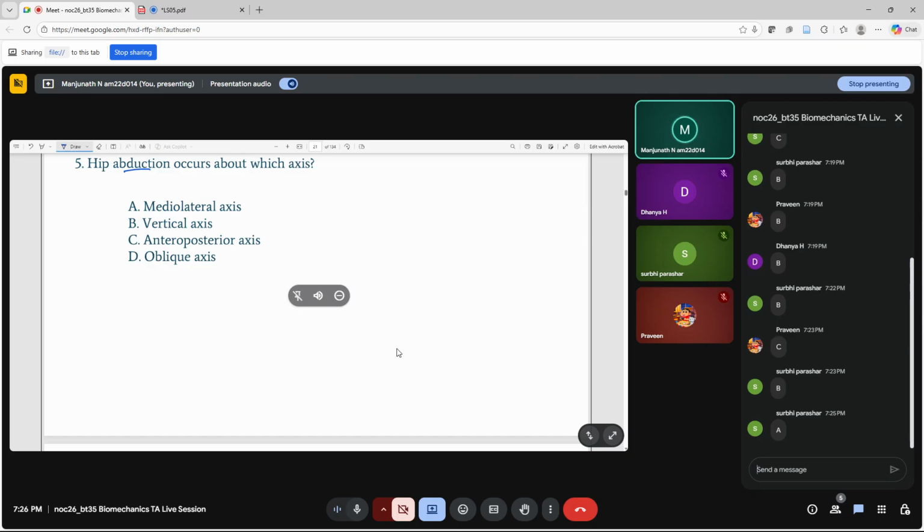Abduction meaning, I have already discussed in the first class itself. Abduction meaning taking away, something is being taken away. So hip abduction meaning the entire leg is being taken away or taken to the sides. So then about which axis will the motion occur?